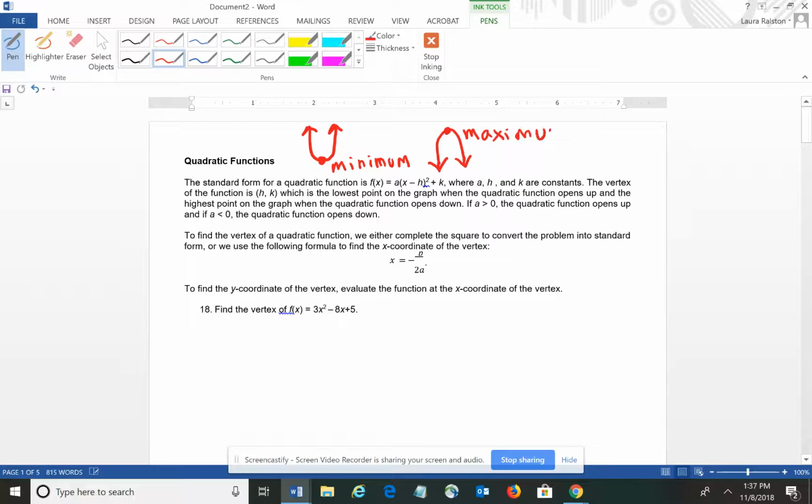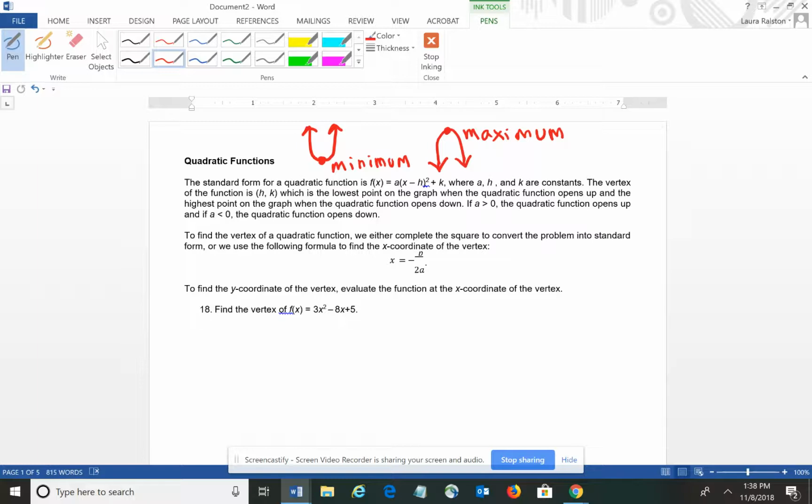And oftentimes, like in business, we want to be able to maximize our profit, or we want to minimize our cost. And if you have a quadratic function that represents your cost and or your profit, then you can do that by simply finding the vertex of that. Now, there's lots of ways. There's a couple of ways to do it.